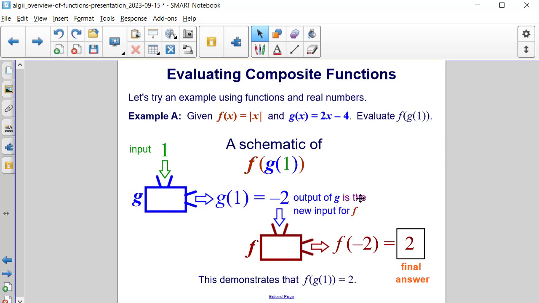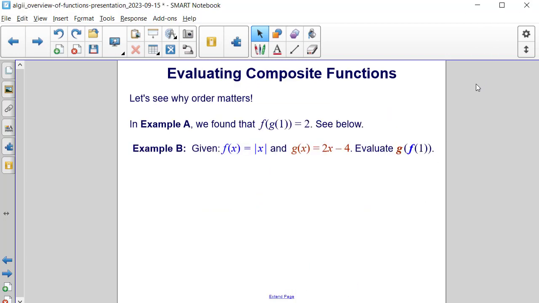That is the output of g, and it is the new input for f. So now we take this negative 2 and we substitute it into the absolute value function. And the absolute value of negative 2 is 2. And this demonstrates that f of g of 1 is equal to 2. Let's see why order matters.